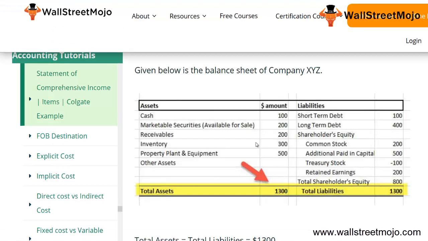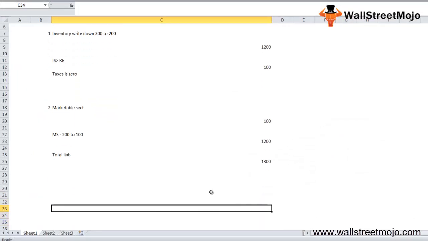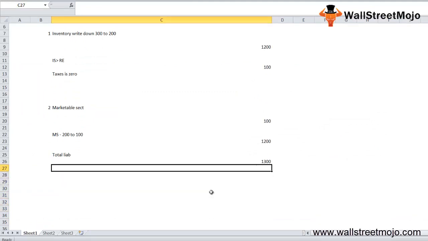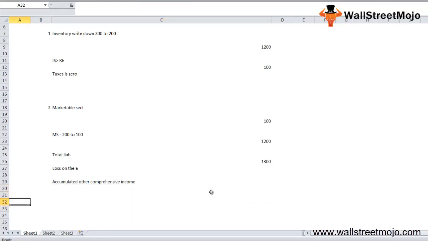We are taking this as the benchmark for calculation over here, and the accounting rule does not allow us to adjust the unrealized loss on the available for sale securities through the income statement. Instead, it is adjusted directly into the shareholders' equity section through accumulated other comprehensive income. There would be two takeaways over here.